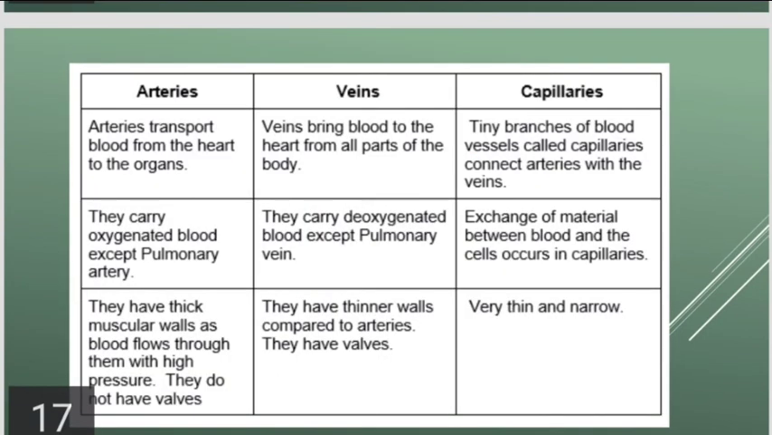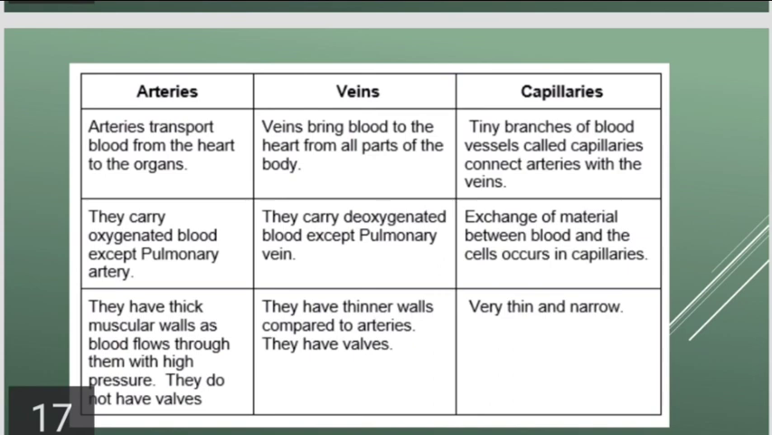Let us understand the differences between arteries, veins and capillaries. Arteries transport blood from the heart to the organs. Veins bring blood to the heart from all parts of the body. Capillaries, which are very small blood vessels, connect arteries with the veins. Arteries carry oxygenated blood, but veins carry deoxygenated blood. Capillaries are mainly responsible for exchange of material between blood and the cells.